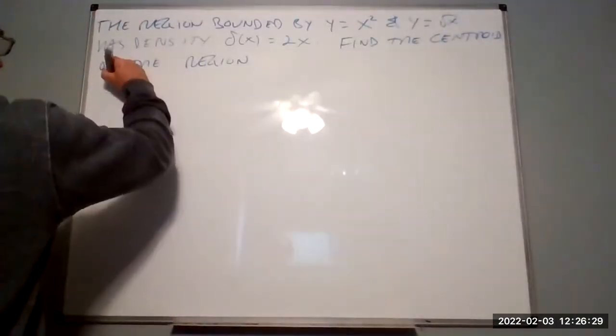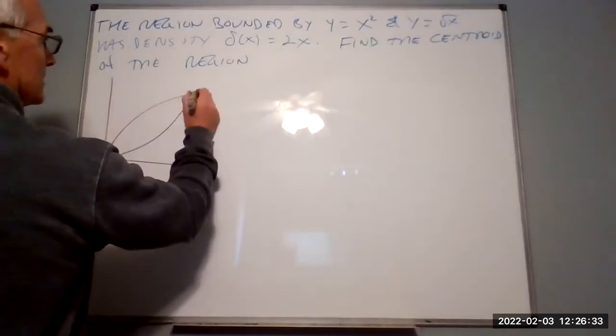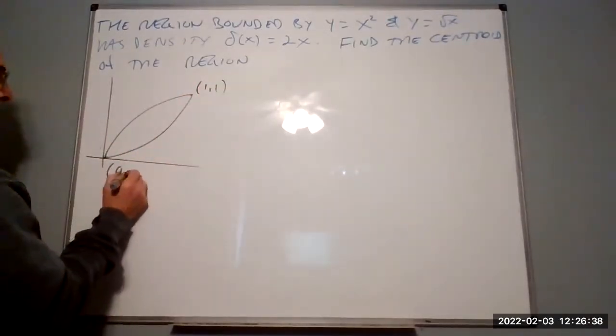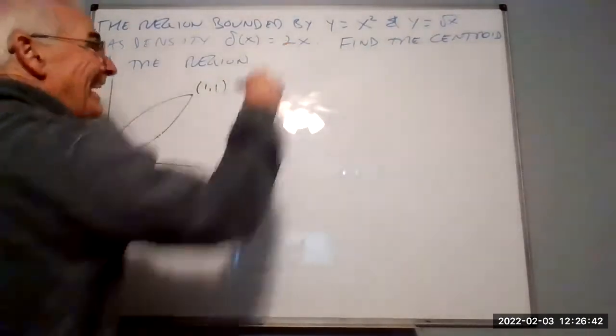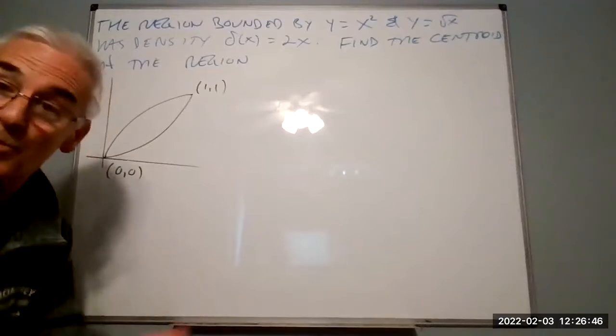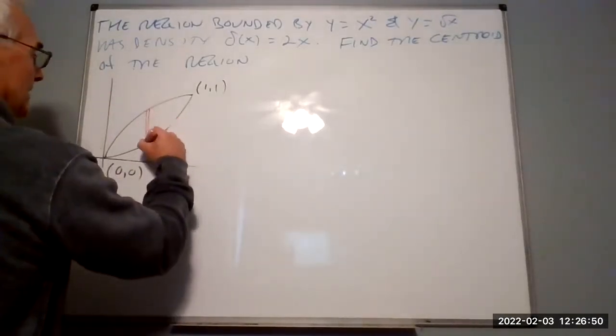So we did this problem yesterday. Okay. I know that the intersections are (1, 1) and (0, 0). And because my density is a function of x, I need to do vertical rectangles. If my density was a function of y, then I would do horizontal rectangles. But we definitely need it like this.